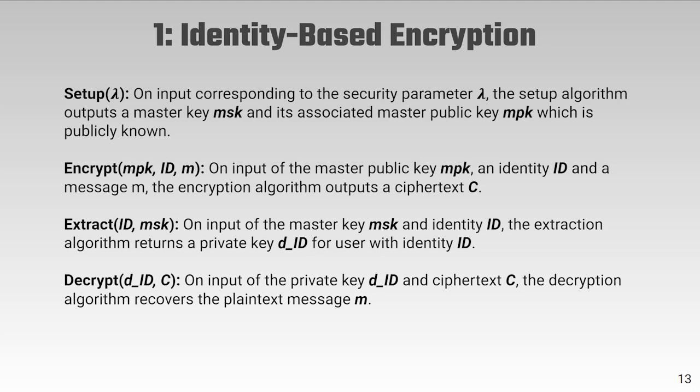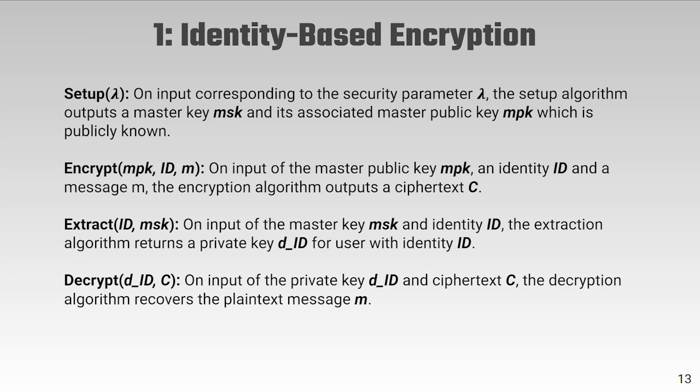The ID can be an email address or anything else, and a master public key for the whole system. Once the encryption happens, we have the output ciphertext C, and the receiver of the message can authenticate himself to the trusted third party and extract the private key for that specific message, small d ID, which can later be used with a decryption algorithm to decrypt the ciphertext C.